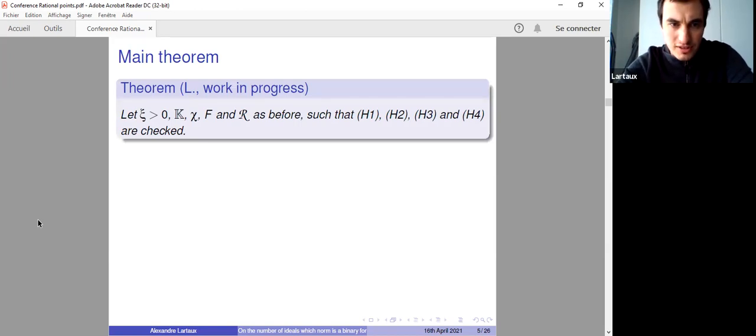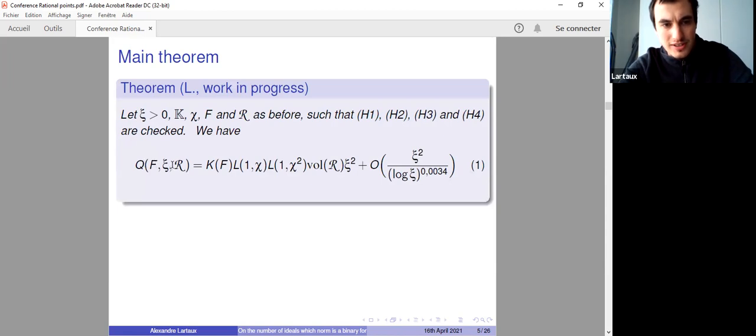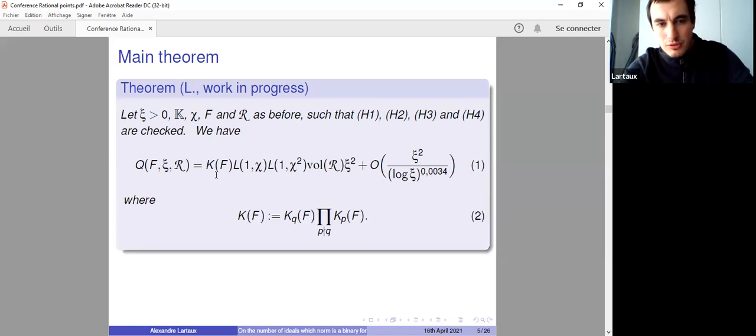And under those hypotheses, we have the following asymptotic estimate: Q of ξ, R, F is K of F, this product of L functions, volume of R, ξ², plus a big O of ξ² over log ξ with a small power. And we can write K of F, which is equal to K_q of F, where q is the conductor of χ, and the product of K_p of F for p not dividing q. And also we have some explicit expression of K_q and K_p, but I will speak later about this expression.